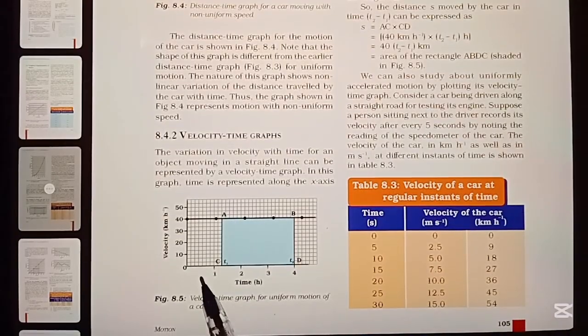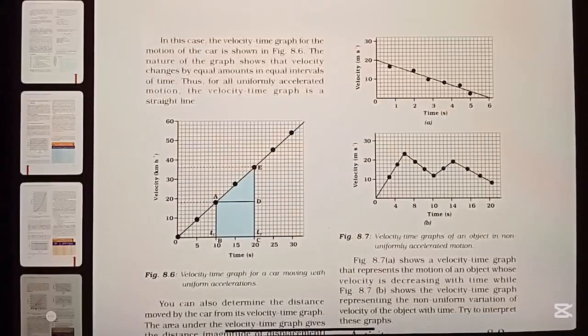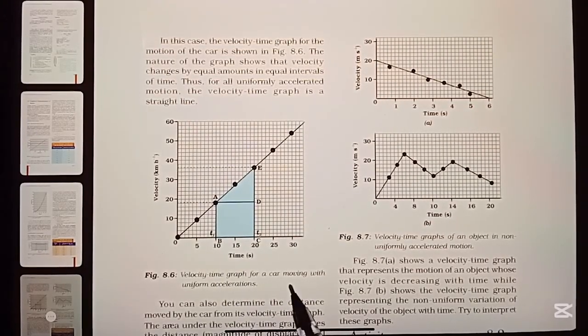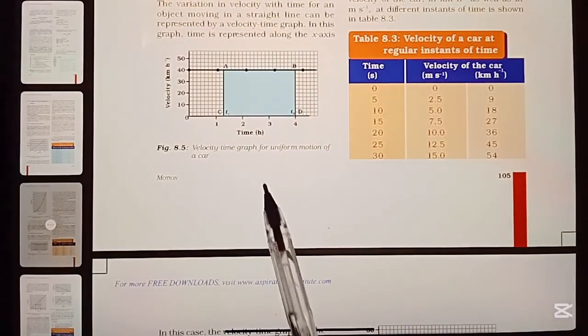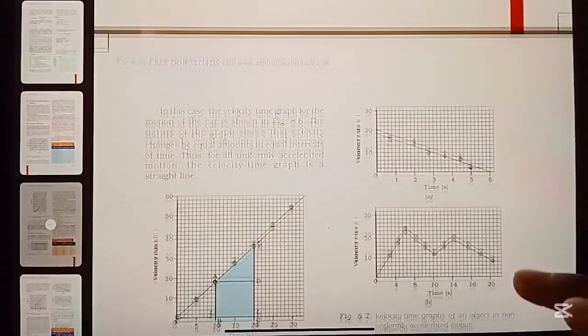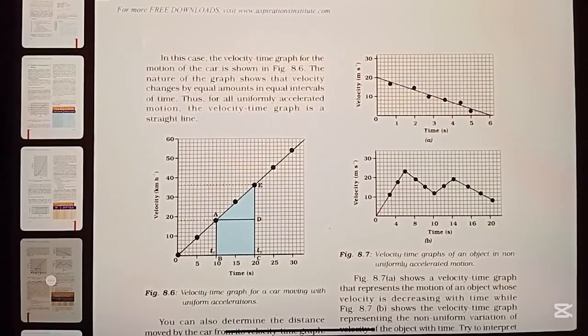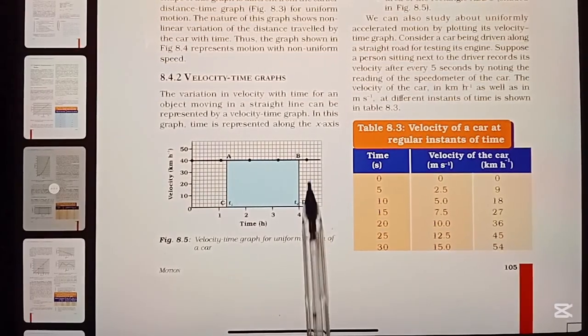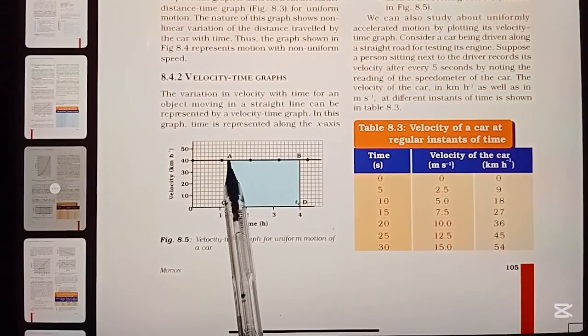The variation in velocity with time for an object moving in a straight line is given like this. So this is how you draw a velocity time graph for uniform motion of a car or any object. Over here as well you can see the velocity time graph for a car moving with uniform acceleration. Here it is uniform motion of a car and here it is uniform acceleration.